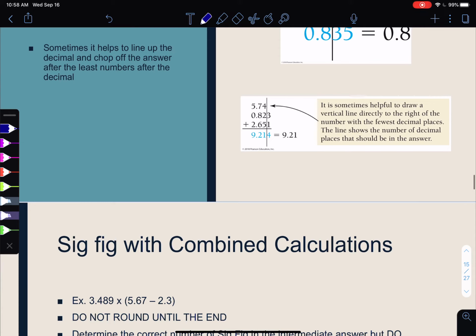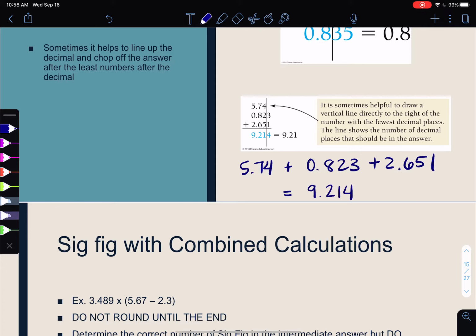Okay, same thing right here. I have 5.74 plus 0.823 plus 2.651. Okay, if I put that in my calculator, I get 9.214. But where do I round? Well, remember, I'm adding, so I want to look after the decimal only. In this one, I have 2. Here I have 3, and here I have 3. So my answer should have how many after the decimal? 2. So your answer will be 9.12.